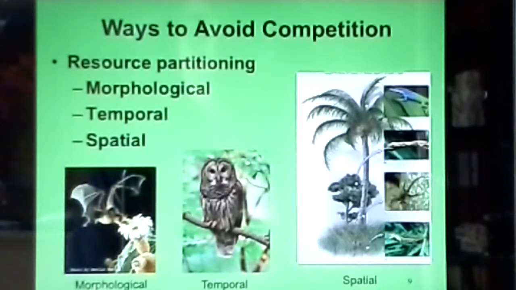Spatial means you're at a different place. So in my picture, I have 4 anoles that have resource partitioned the tree, which means actually the insects on that tree. Some are at the top, some are at the middle, some are at the bottom. And so they don't have to compete for the insects in that particular area.